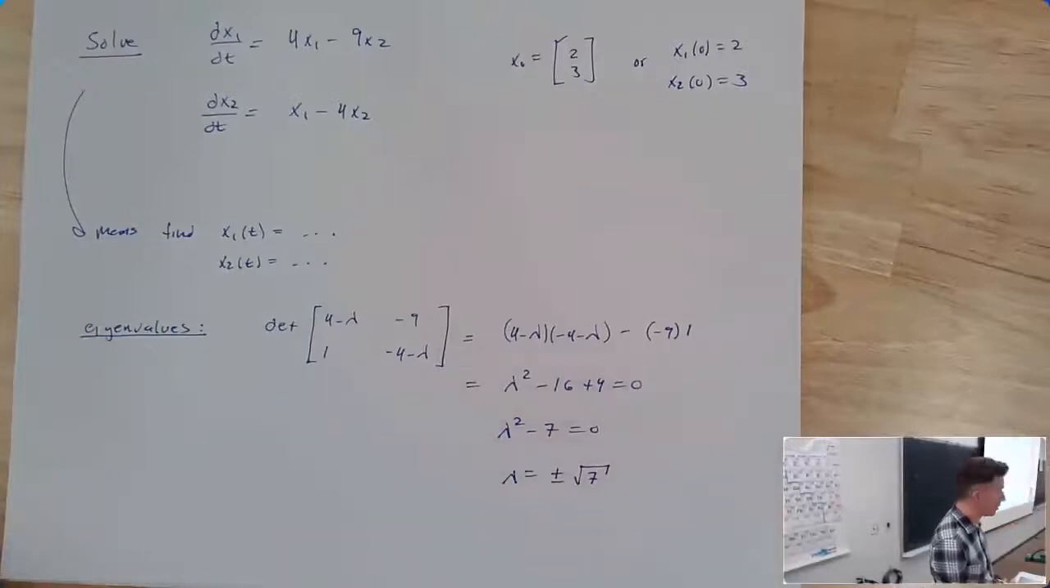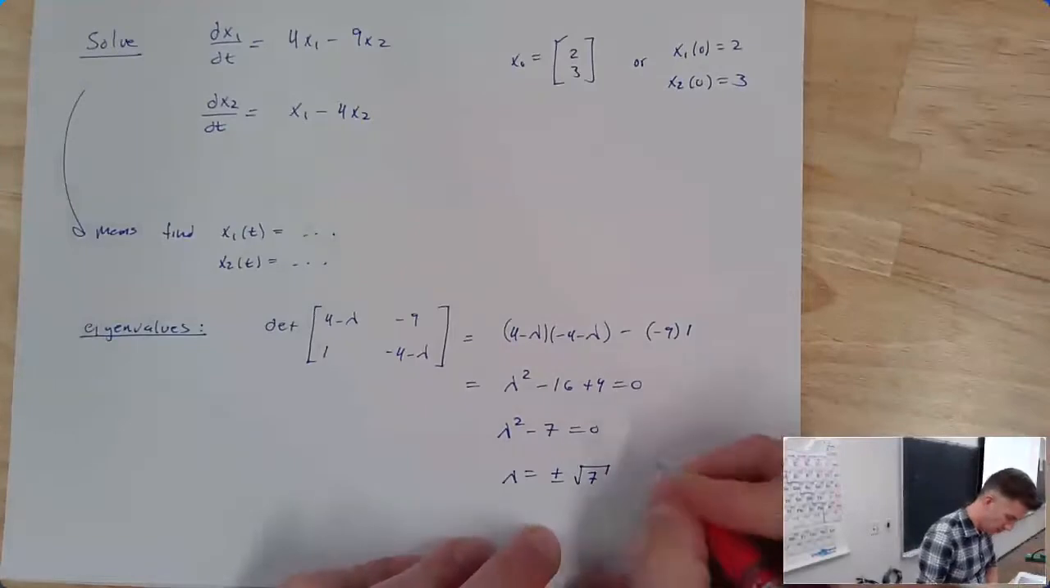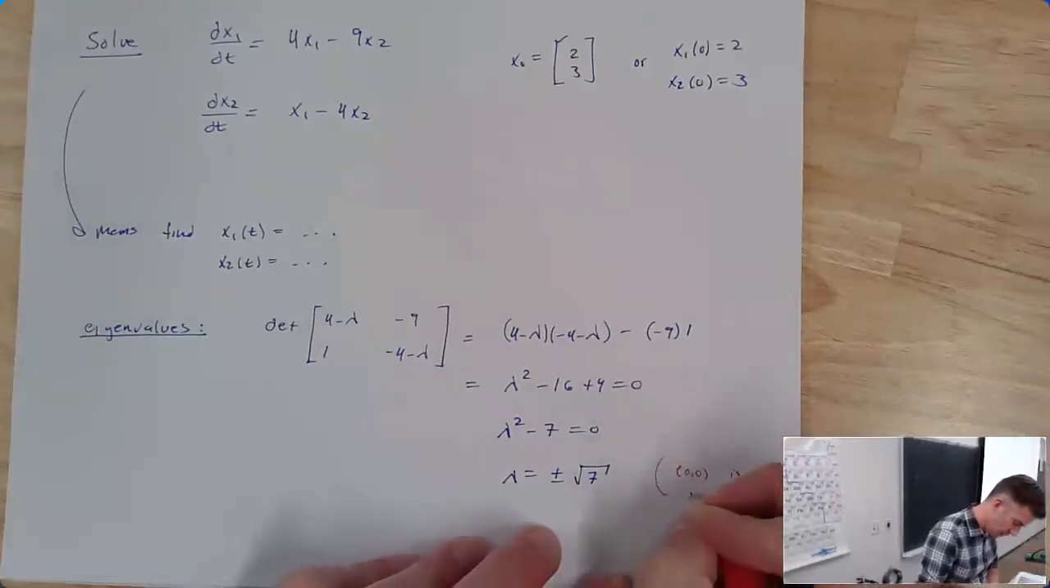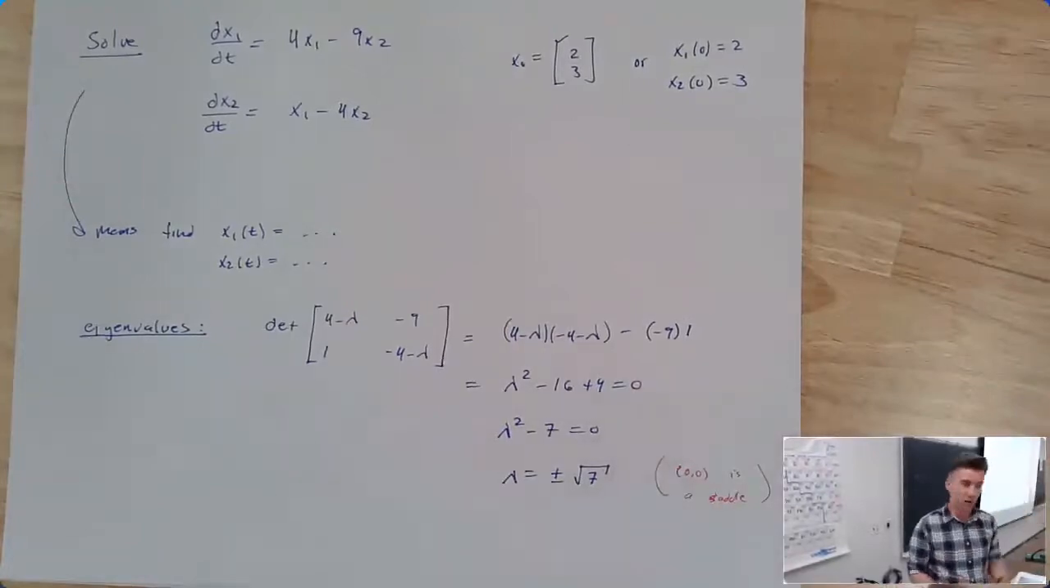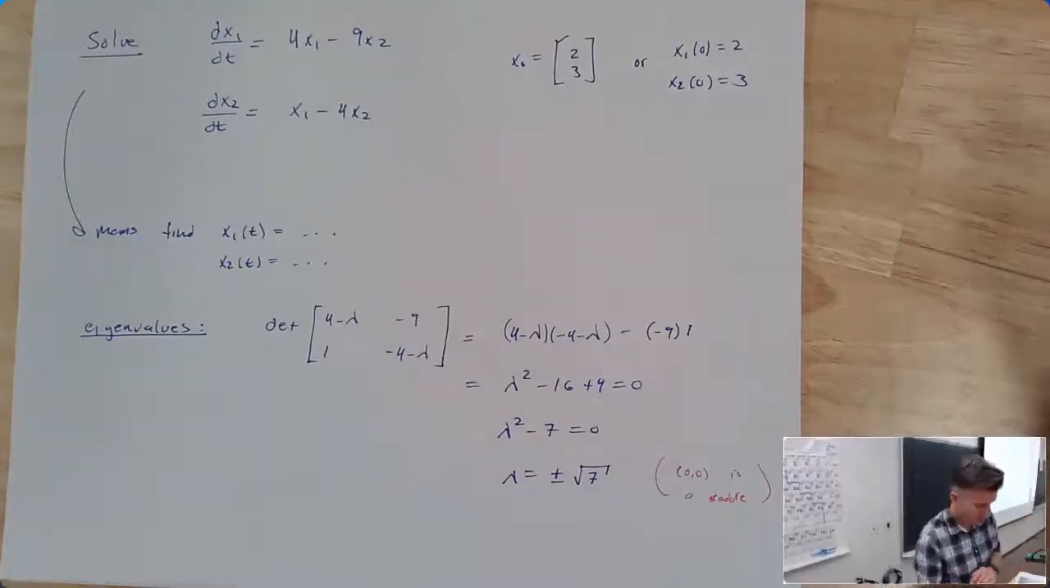So there is some good news here. If this was a classification question, we'd be done because our eigenvalues are opposite signs, one positive, one negative. So we know that this means that our equilibrium is a saddle. So (0, 0) is a saddle because the eigenvalues are real and opposite signs. But that's not what we were asked to do.